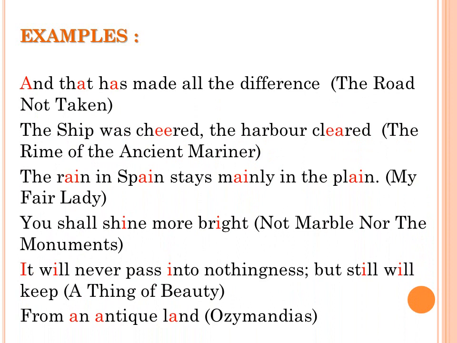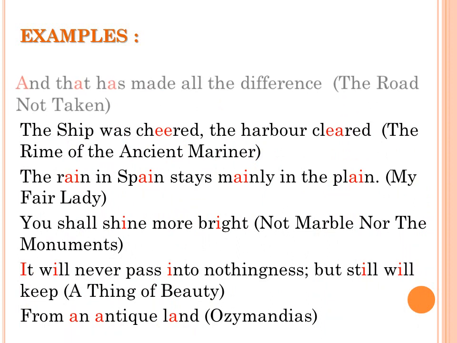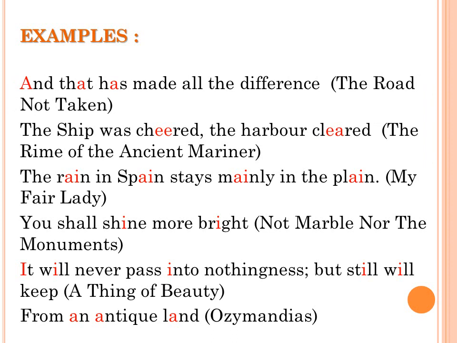Let's see more examples. And that has made all the difference. In this line, we have the repetition of a vowel sound. I hope you understand. The ship was cheered and harbor cleared. Here, E sound is repeated, and this is known as diphthong because it is a group of two vowels.